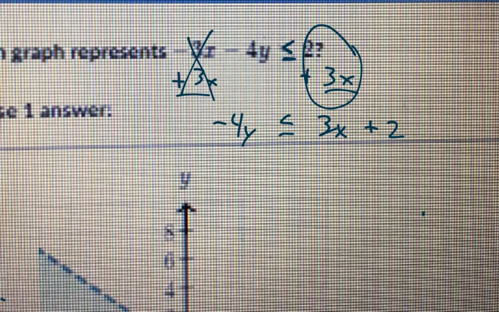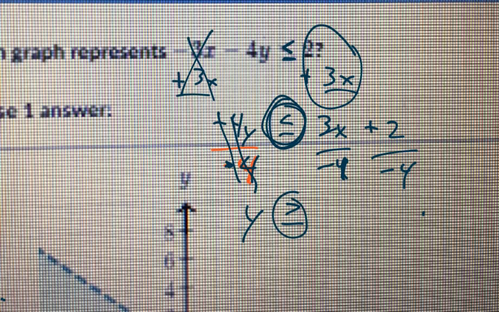Now, guys, I need to divide by -4, right? I need to divide by -4. See how I'm dividing everything by -4. Distributive property. So y is greater than or equal to, we had to switch that. If that was greater than, this would have been less than down here. But it's greater than or equal to now because we divided by negatives. So we have -3/4 x minus 1/2.